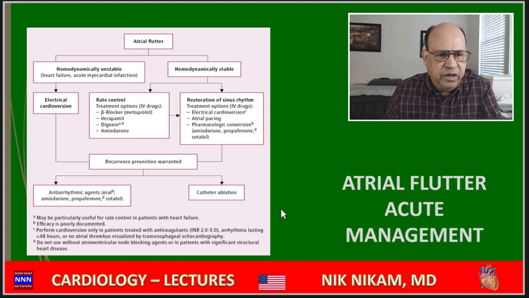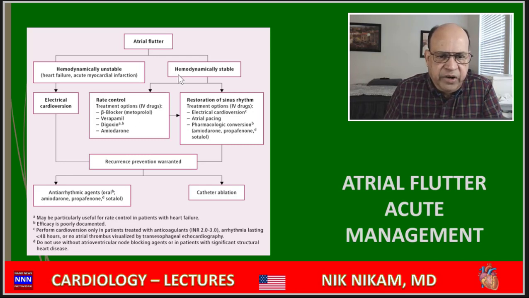All right, ladies and gentlemen, this is again in a nutshell telling you how you approach a patient with atrial flutter. If the patient is hemodynamically unstable, then you go for cardioversion or rate control with the drugs we talked about, beta blockers, verapamil, digoxin, amiodarone. And if these patients had atrial flutter for greater than 48 hours, and if we are not sure how long the patients had been in atrial flutter, they all need to be started on anticoagulation regimen.